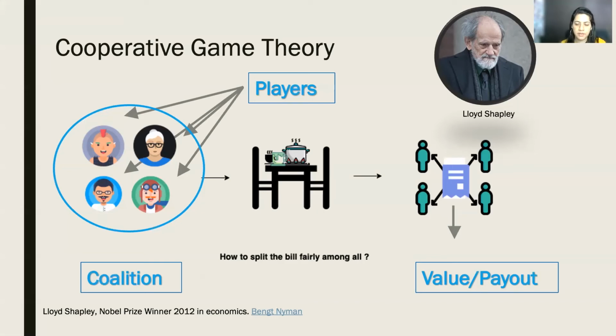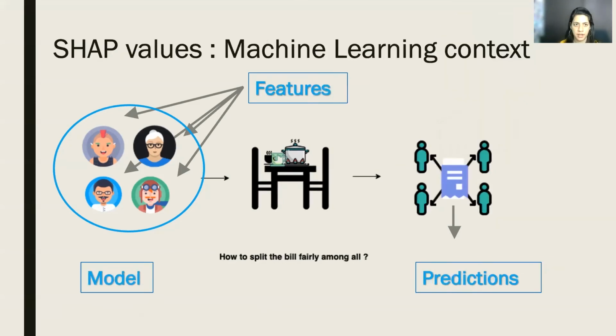And what Shapley values do is they tell you the fair contribution of every member, every player in this coalition. This is in terms of cooperative game theory. So in game theory, you have a coalition, you have players, and you have value and payout. Now, two researchers, Lundberg and Lee, thought of putting this into a machine learning perspective. They said these players could be features, the coalition is a model, and predictions are your payout. And the SHAP values will then tell you the average contribution of these features towards the prediction. And that's how SHAP is related to Shapley values.